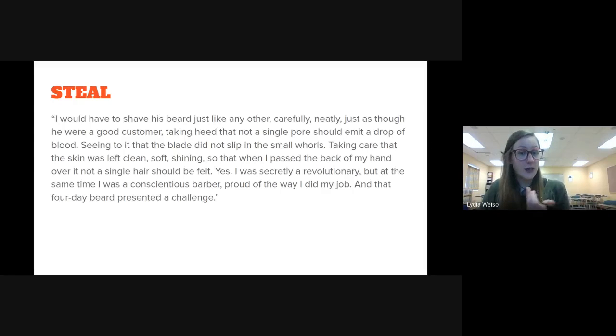Now, they also admit to being a revolutionary. So that's something else we learn about them. These two facts together give us a little bit of a picture of who this person is. And the last sentence says, and that 4-day beard presented a challenge. And then we learn that the barber goes ahead and takes up this challenge. And so maybe we can suggest that the barber enjoys a challenge, that the barber enjoys making sure that all of the services they provide are just perfect.